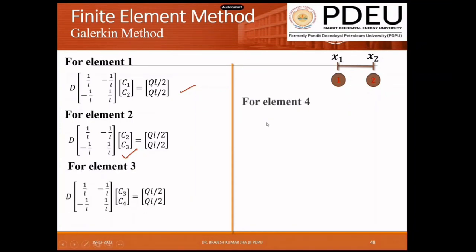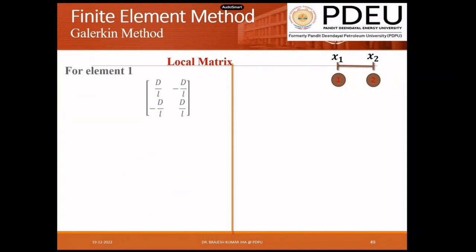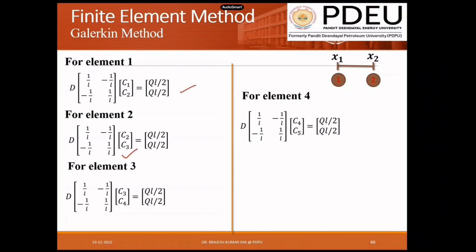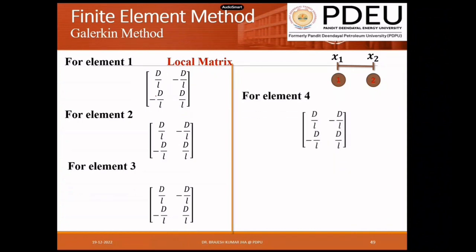In the same way, you can go for elements 3 and 4. So in this way, we will have the element information for each and every element. Now, the next term is what? Assembly. So the local matrix can be defined here. You can see D is multiplied by each and every term. So for every element, we will have the coefficient matrix in such a way. Now the next step is to assemble all the local matrices and frame the global matrices.